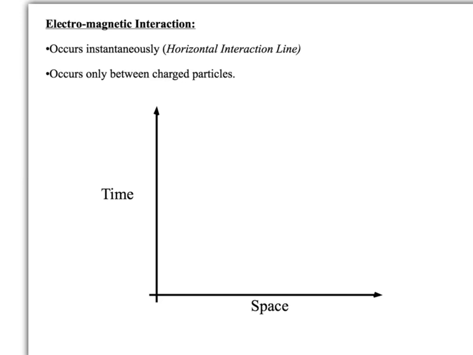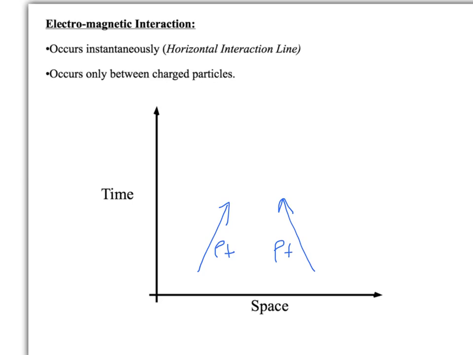So first thing you need to know is that electromagnetic interaction occurs instantaneously. So the interaction line will be represented by a horizontal line, not an angled line. And obviously electromagnetic interaction occurs only between charged particles. So let's have a go. Let's put two charged particles in, and I'm going to use protons. So you've got your proton there coming in, and obviously protons are positively charged. And let's do another proton, again positively charged.